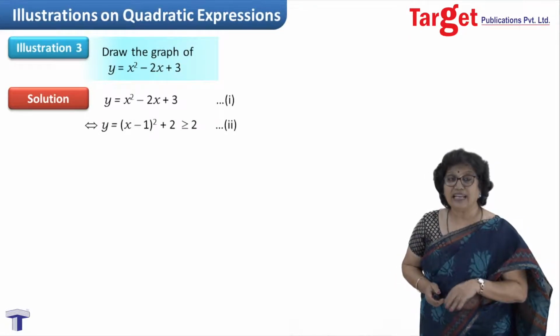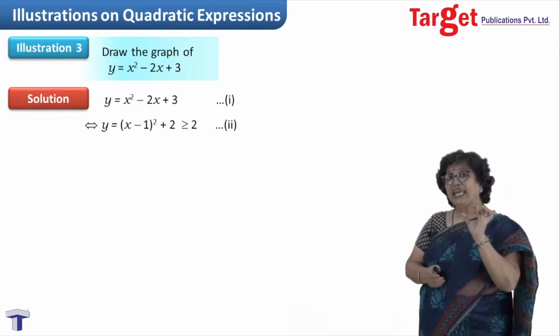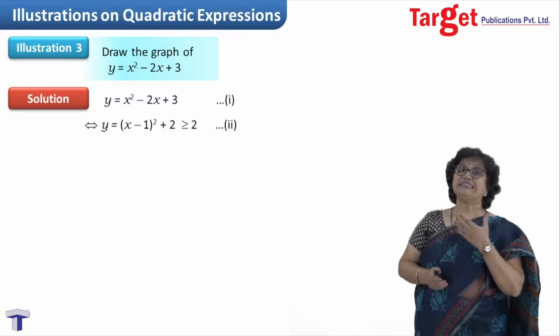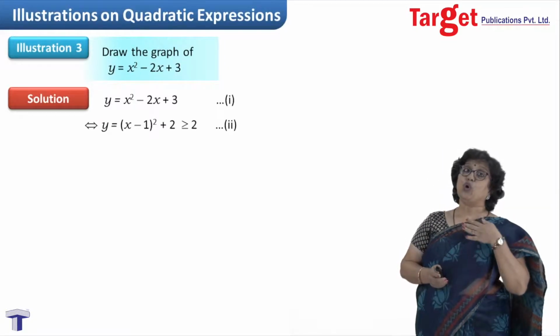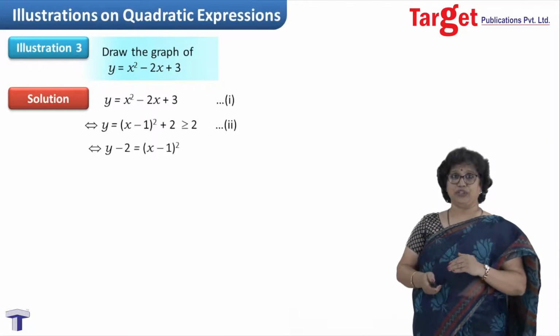And I understand that it can be rewritten as (x minus 1) whole square plus 2. You are adding a perfect square to 2, which means this is greater than or equal to 2. So you know that this is where your graph can go up from, because the minimum value is 2.